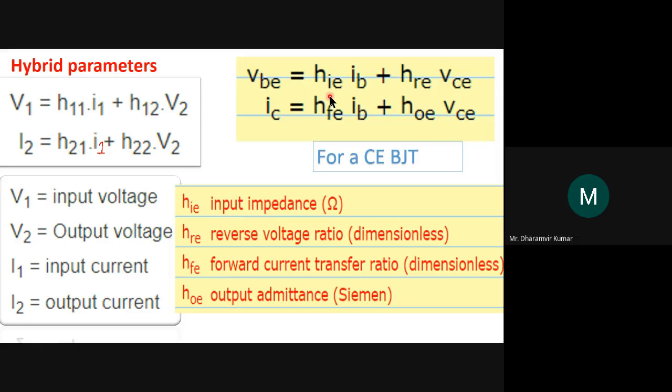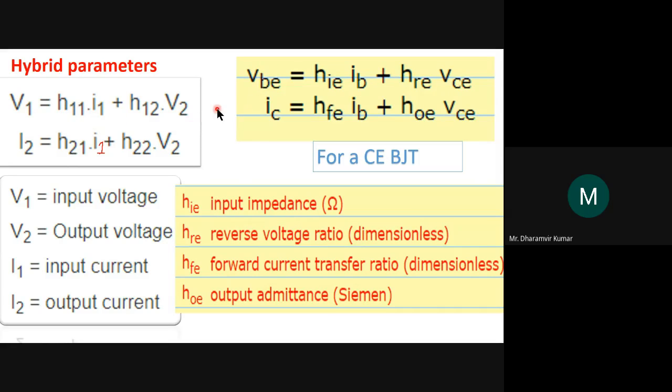In the case of a common emitter BJT, VBE is the input voltage, if you can recall, and IB is the input current, the base current. V2, VCE, the collector emitter voltage, is the output voltage, and the collector current is the output current. You can compare these two equations.